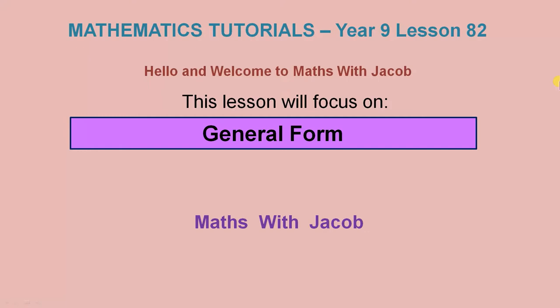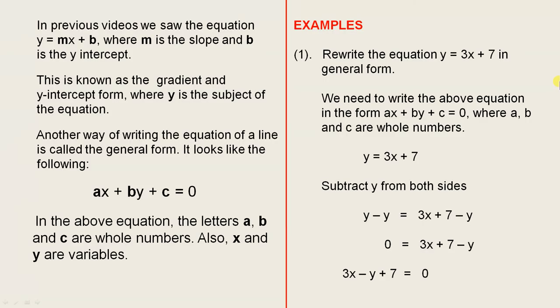This lesson will focus on general form. In previous videos we saw the equation y equals mx plus b, where m is the slope and b is the y-intercept. This is known as the gradient and y-intercept form, where y is the subject of the equation.